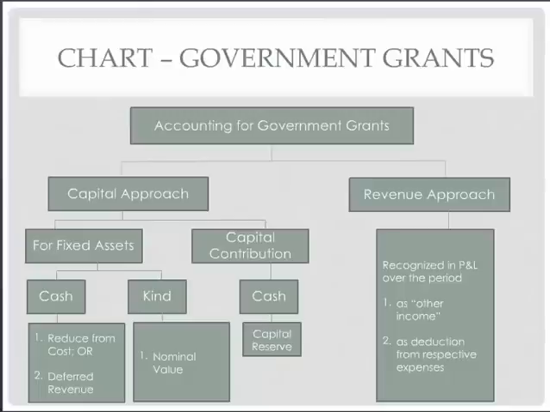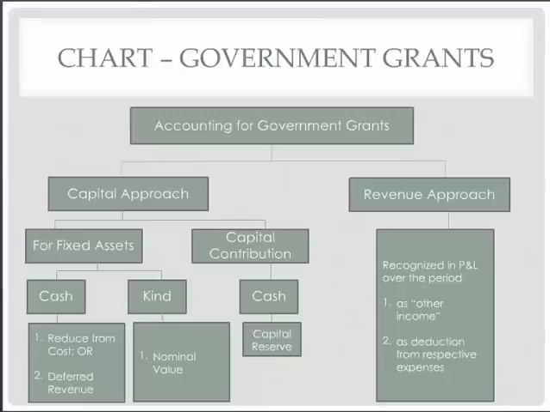Now, if you receive cash grants, you have two options. One, you reduce from the cost of fixed assets and hence your depreciation will reduce, or you show it as deferred income, deferred credit, and take it to profit and loss account in a manner proportionate to your depreciation expense.